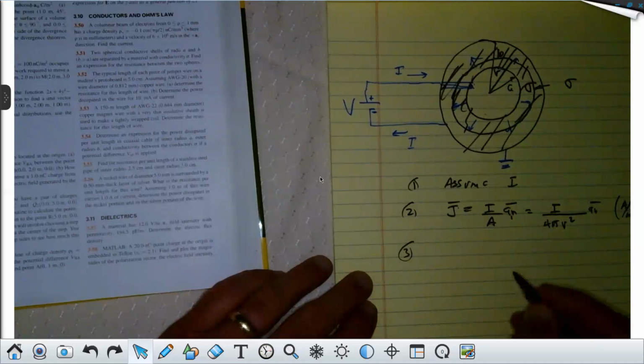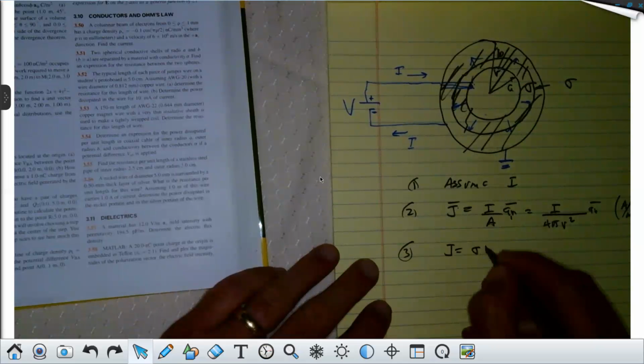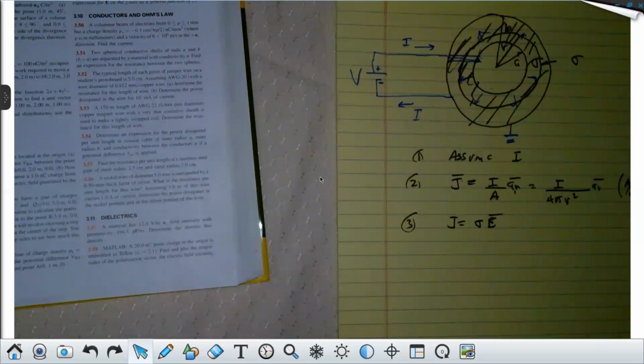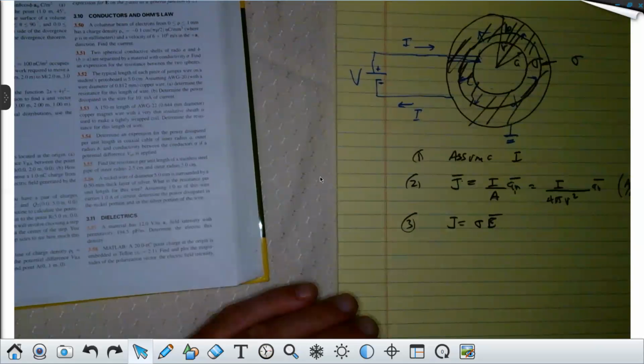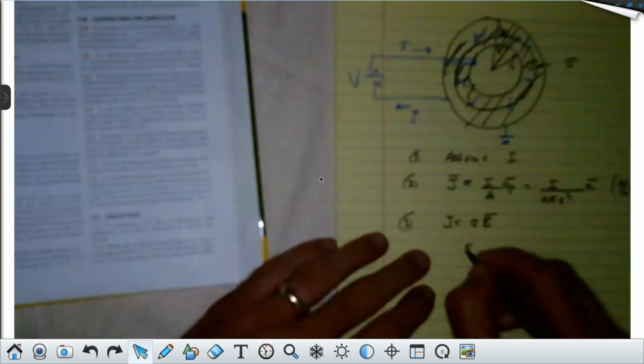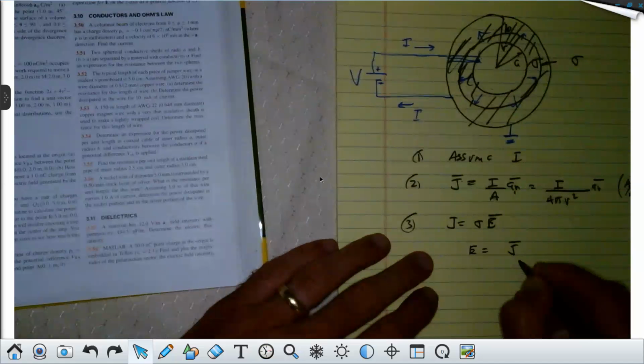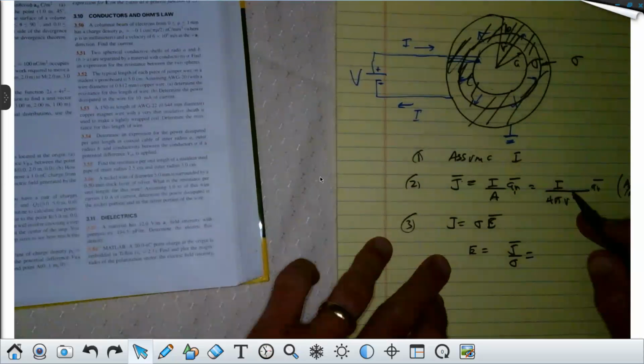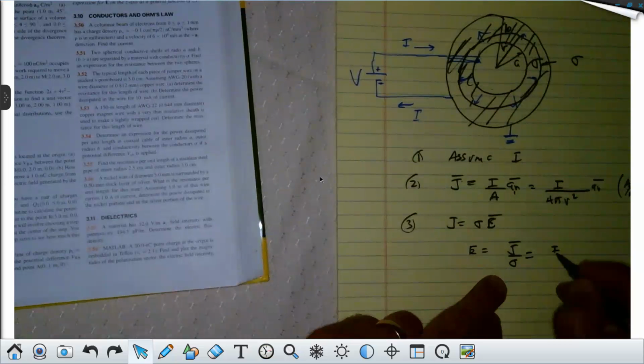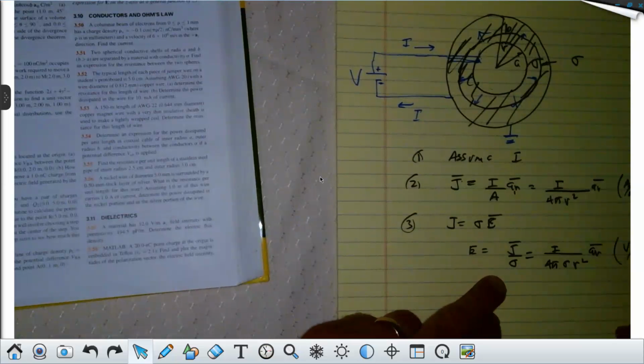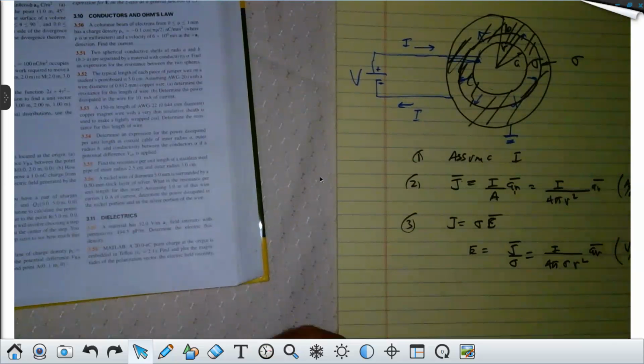E, right? You know that J is equal to sigma E, correct, class? That was the last lecture. Y'all remember that? Guys, remember J, the current density, is equal to sigma, the conductivity, times E, the electric field. So we can say that E is equal to J divided by sigma. Here's J. If I divide it by sigma, I get I over 4 pi sigma R squared AR. E field is in volts per meter, right? Everybody?